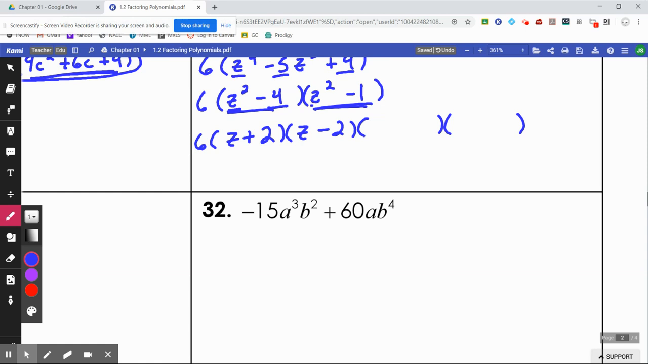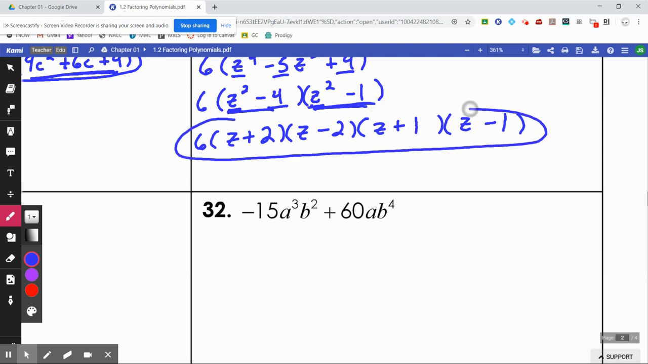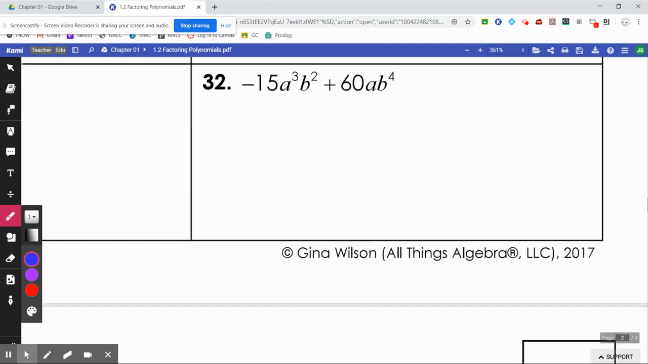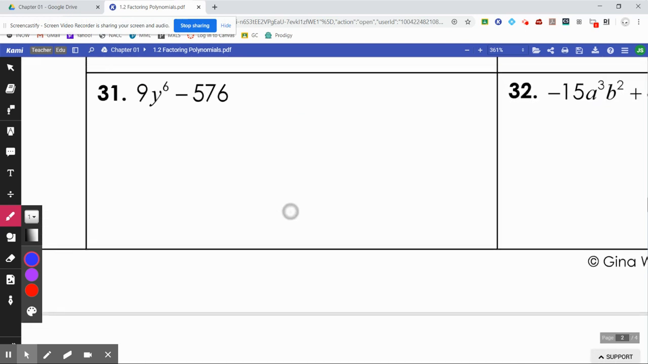This one, conjugates, again, difference of squares. z times z gives you z squared. 1 times 1 gives you 1. And every bit of this is linear, so we know it will not factor again. Okay, a couple more.